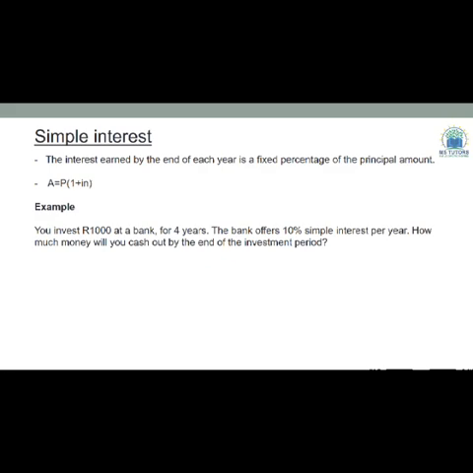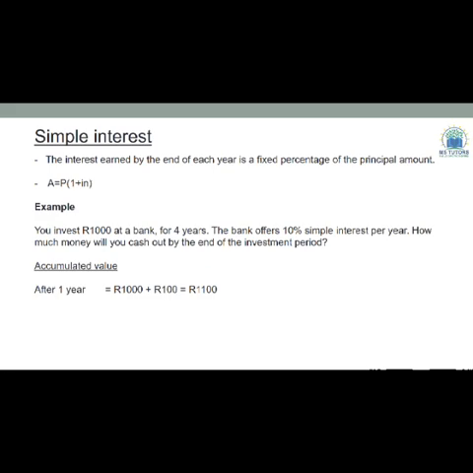So I think it's best if we look at the accumulated value by the end of each year. So the accumulated value by the end of the first year would be the money that you invested, which is 1,000 rands, plus the interest that you earned for that year, which is 10% of 1,000 rands, which is 100 rands. And by the end of the first year, the accumulated value will be 1,100 rands, right?